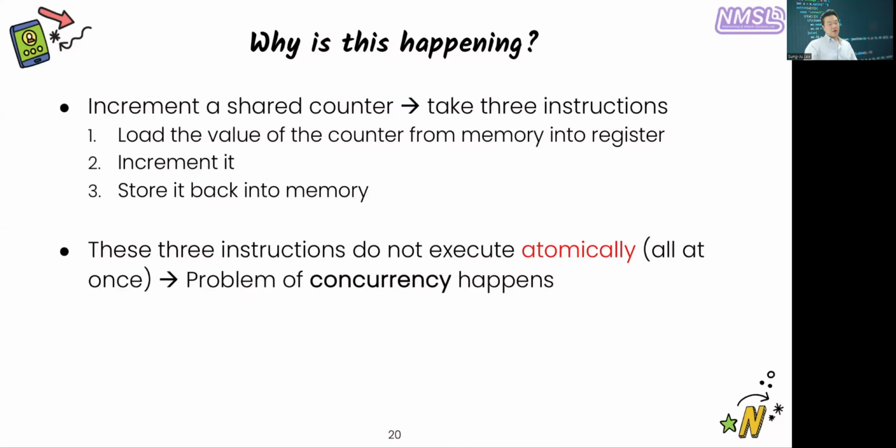incrementing a shared counter is actually following 3 instructions. Number 1, you're loading the value of the counter from the memory into the register, right? Then you increment it and you store it back to the memory. However, the key point here is that these 3 instructions are not being executed atomically, meaning they're not being executed all at once. So here the problem of concurrency happens.